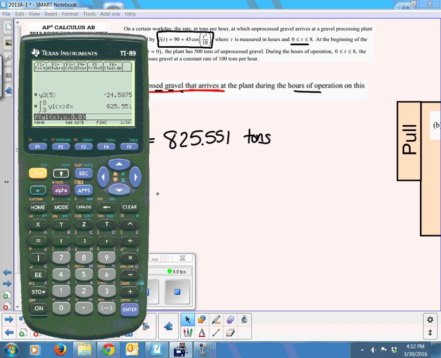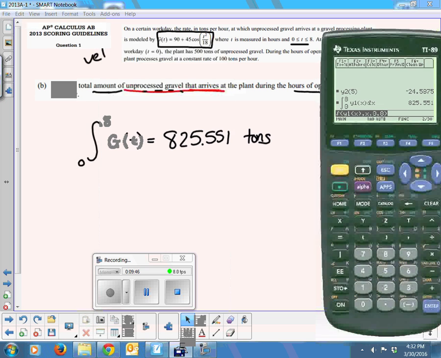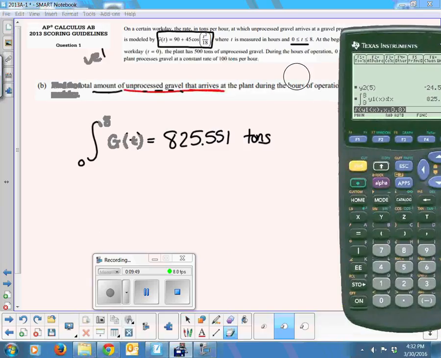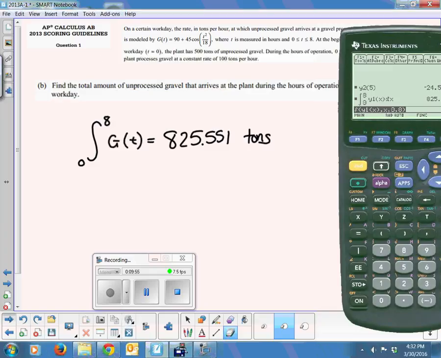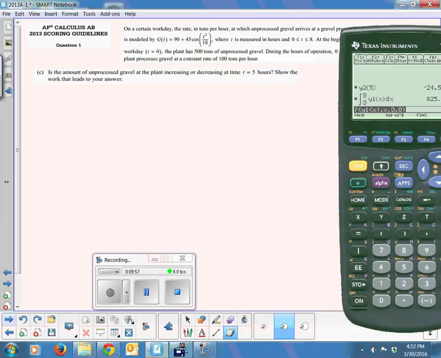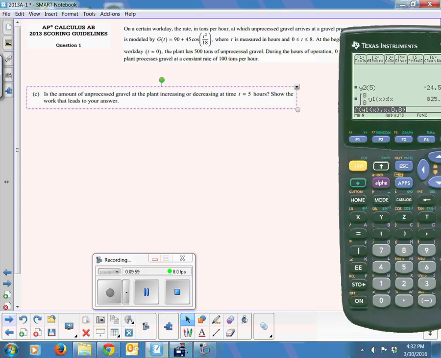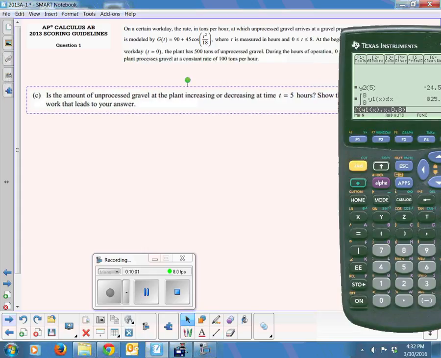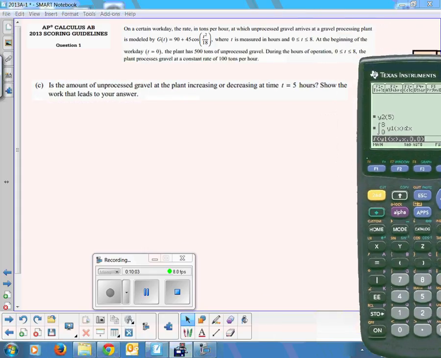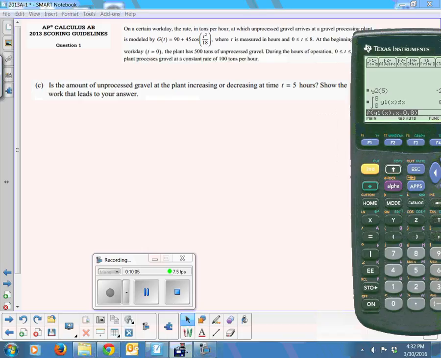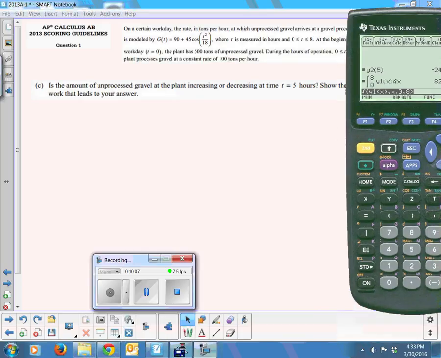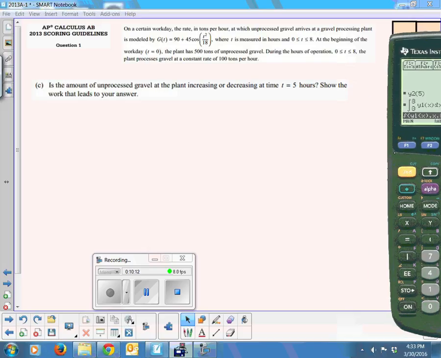Alrighty, moving on to problem number 3. You can come in. The custodian's out there, and he's afraid of me because I'm wearing these crazy headphones that look like an alien. Moving on to problem number 3. Okay, is the amount of unprocessed gravel at the plant increasing or decreasing at t equals 5? I'm going to pause this and go save the porpoise. Okay, I think he's not too much afraid of me anymore.